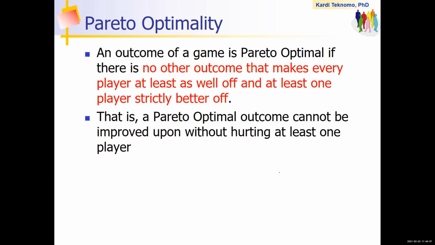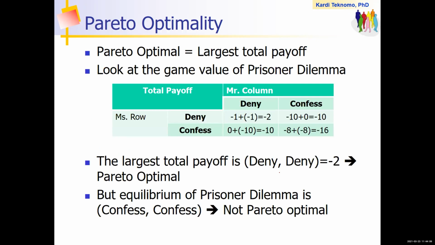In this game, Pareto optimality is easy to compute. Okay, so how to compute? You get the largest total payoff. So, for example, this is the prisoner's dilemma game from a while ago. So -1 plus -1 is -2, right? And 0 plus -10 is -10. And then -10 and 0 is -10, and so on. And finally, you get the value of your equilibrium.